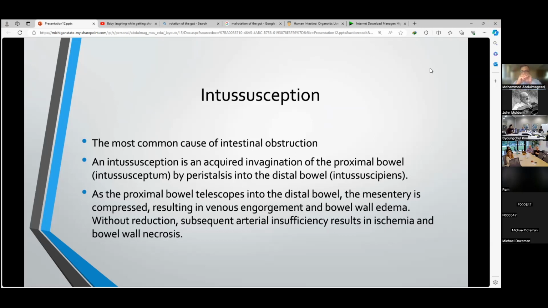And this invagination will impede the blood vessels between those two parts of the bowel in the middle, will impede the blood flow and can cause bowel ischemia. And if this is not reduced very ASAP, this can also cause necrosis and sepsis and death too.